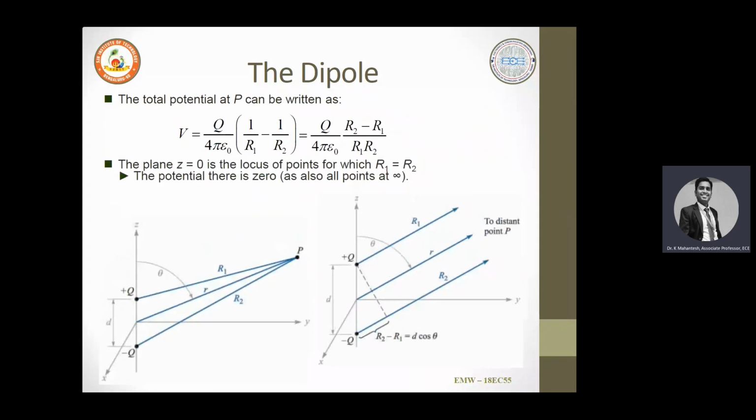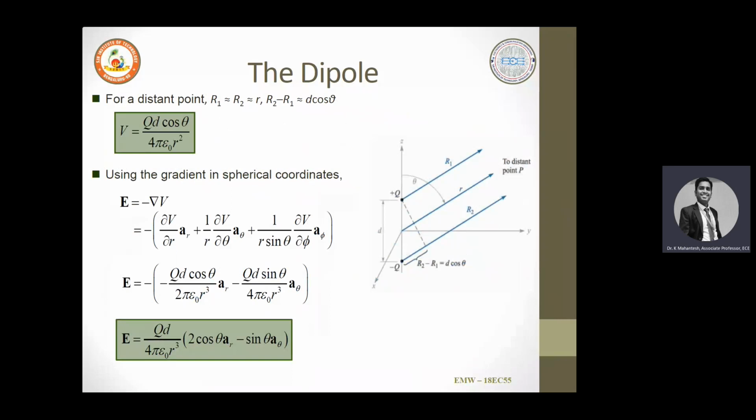The total potential at P can be written as Q over 4 pi epsilon naught times 1 over R1 minus 1 over R2. In general, the dipole potential is given by V is equal to Qd cos theta over 4 pi epsilon naught R squared. Using the gradient in the spherical coordinate system, we obtain E is equal to Qd over 4 pi epsilon naught R cubed times 2 cos theta aR plus sin theta a theta.